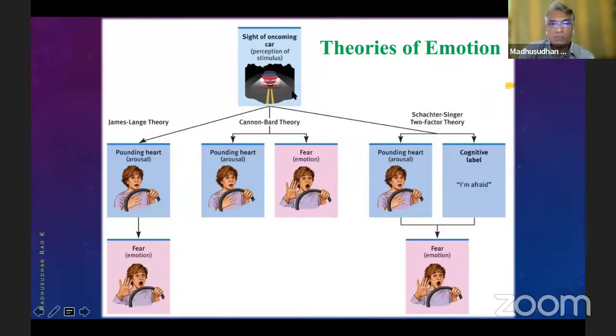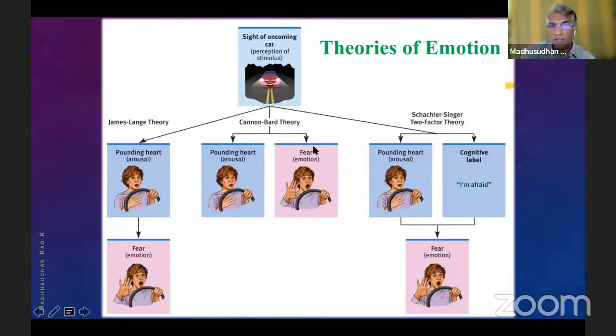Sight of an oncoming car. Perception of the stimulus. The Cannon-Bard theory says this: pounding heart, arousal, fear emotion automatically shown, at the same time emotion exhibited. James-Lange said pounding heart, then fear emotion: first the heart beats faster, then fear arises. Whereas Schachter and Singer's two-factor theory says pounding heart, then cognitive level, I am afraid, then emotion.